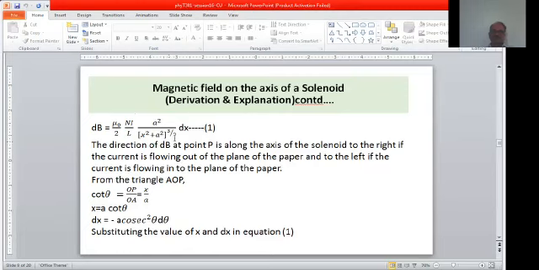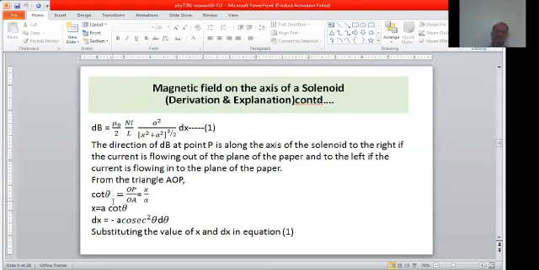So all these things I have explained. The direction of B at point P is along the axis of the solenoid to the right if the current is flowing out of the plane of the paper, and to the left if the current is flowing into the plane of the paper. This is not just done with the help of Maxwell's thumb rule. We can make use of Maxwell's thumb rule, and that gives the direction of current and the magnetic field. It's very simple.